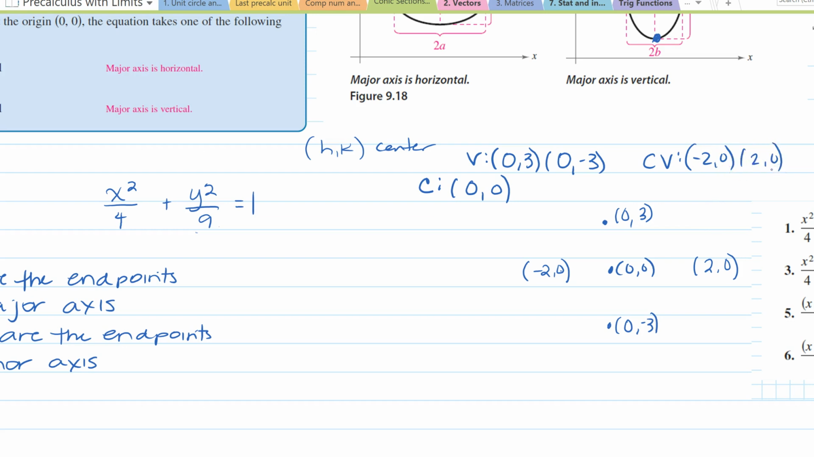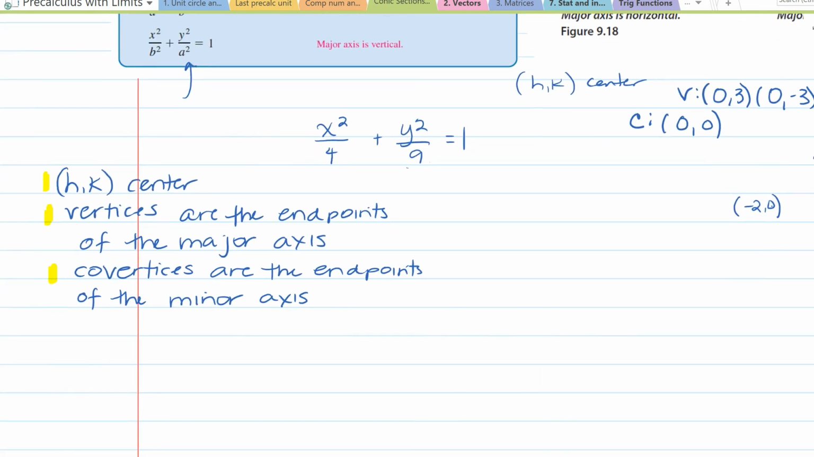So I'm going to put CV for co-vertices, negative 2, 0, and 2, 0. Now I need to find the two focus points called the foci. Now to find the foci, you have to do a squared minus b squared is equal to c squared, but the foci is a c. So I'm going to take the 9, which is a squared, minus the b squared, which is 4, and I get 5. So in this case, c squared is equal to 5. Therefore, c is equal to the square root of 5, which I'm going to put as 2.2.